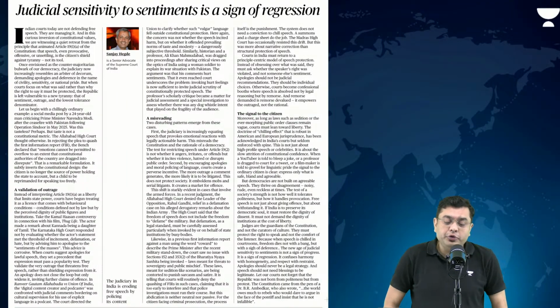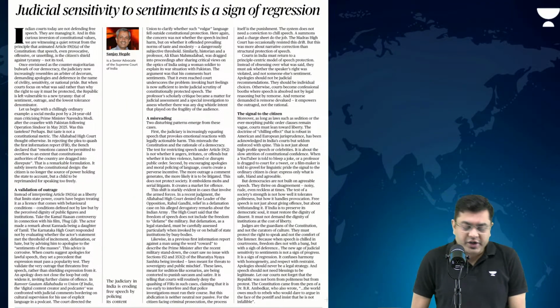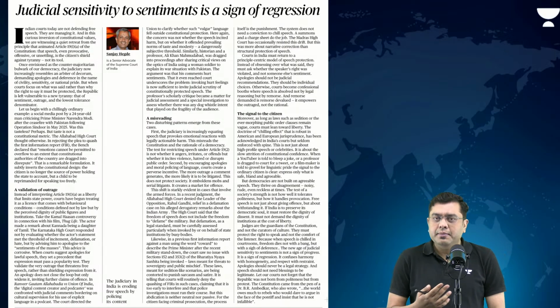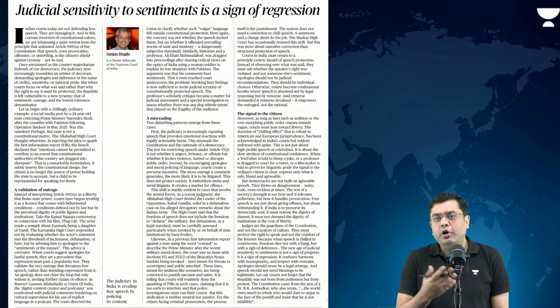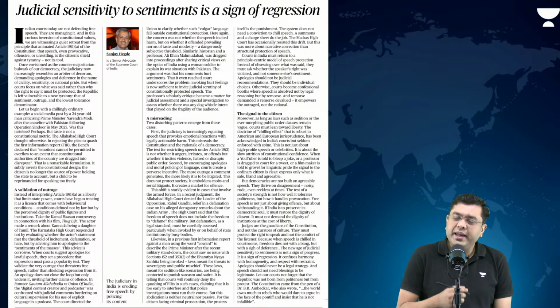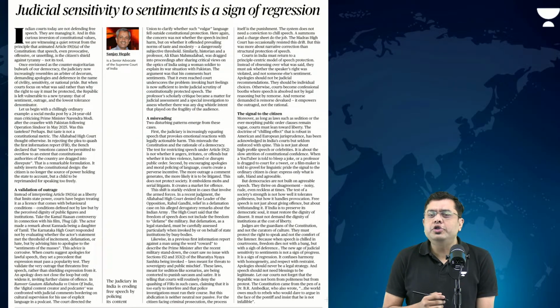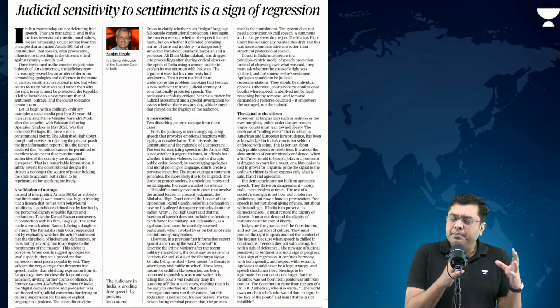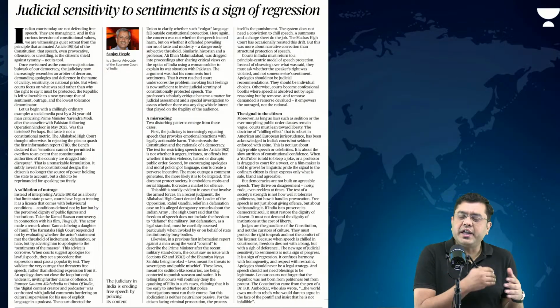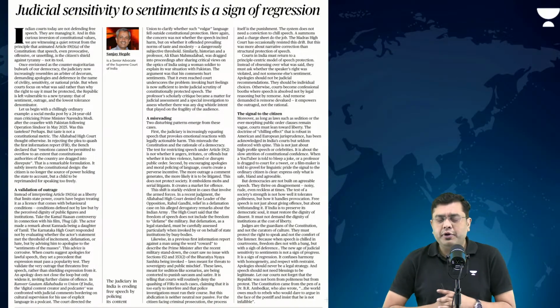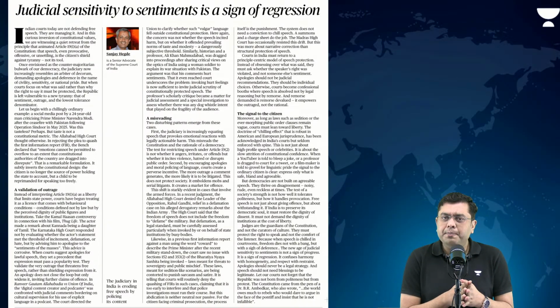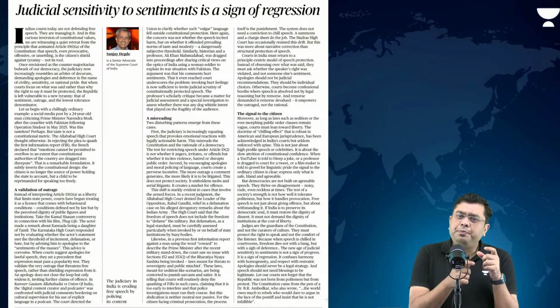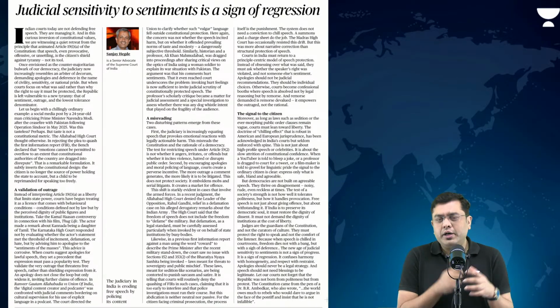Judicial sensitivity to sentiments is a sign of regression. This is written by one of the famous advocates of the Supreme Court, Sanjay Hegde. Now, this is relevant for your GS paper too. Here, the article brings into reference the various cases which have come to the doorsteps of the higher judiciary in recent times, where freedom of speech and expression is being talked about.